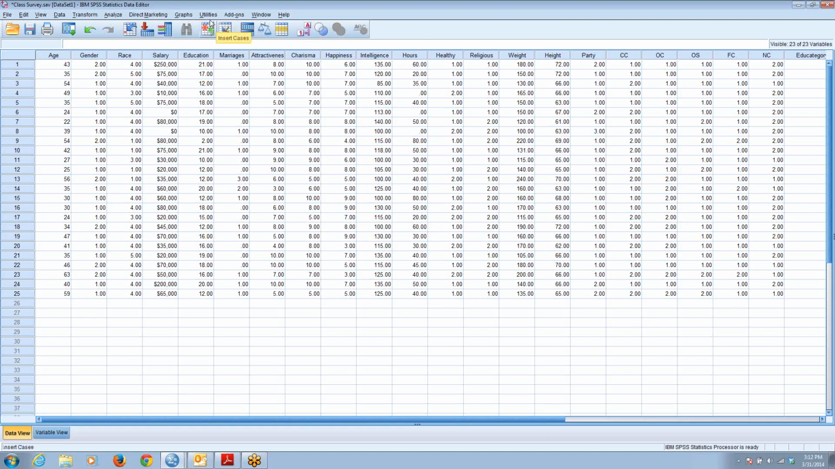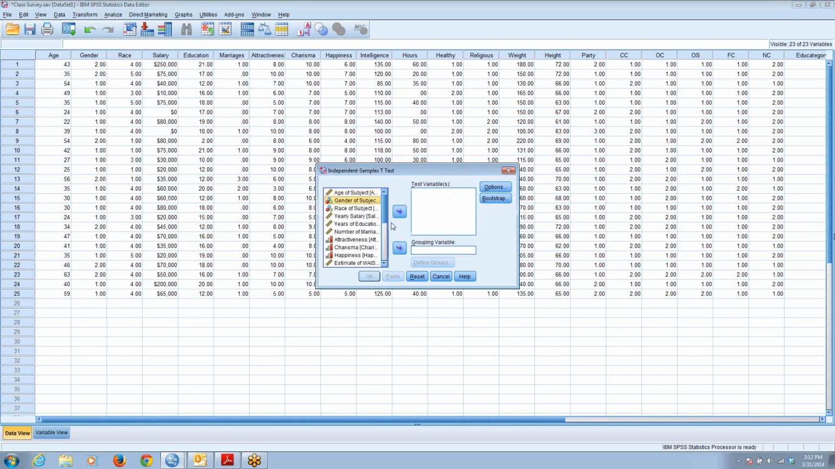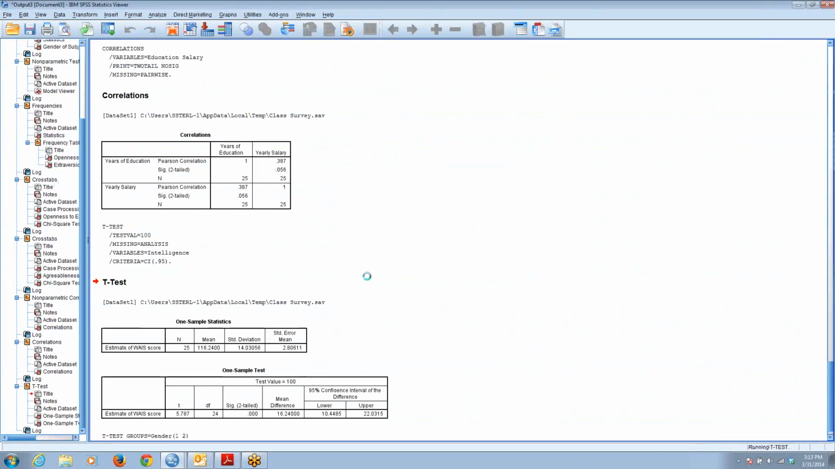So now we're going to do an independent samples t-test. And what I'd like to try is just gender by IQ. So we'll do analyze, compare means, independent samples t-tests. Gender will be the grouping variable. You have to define the groups here. And for gender, we had 1 and 2. So this might sound silly, but you put in a 1 for group 1 and a 2 for group 2, and you say continue. And then the test variable will be IQ. Options, no options necessary, and OK.